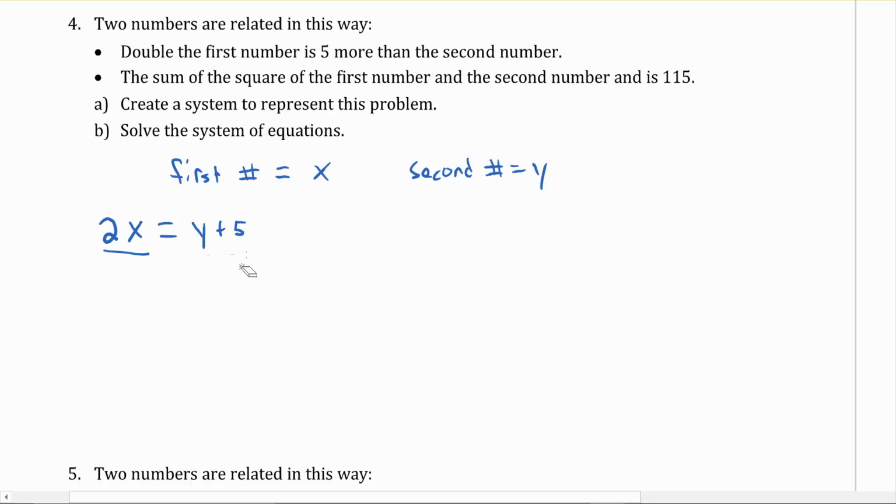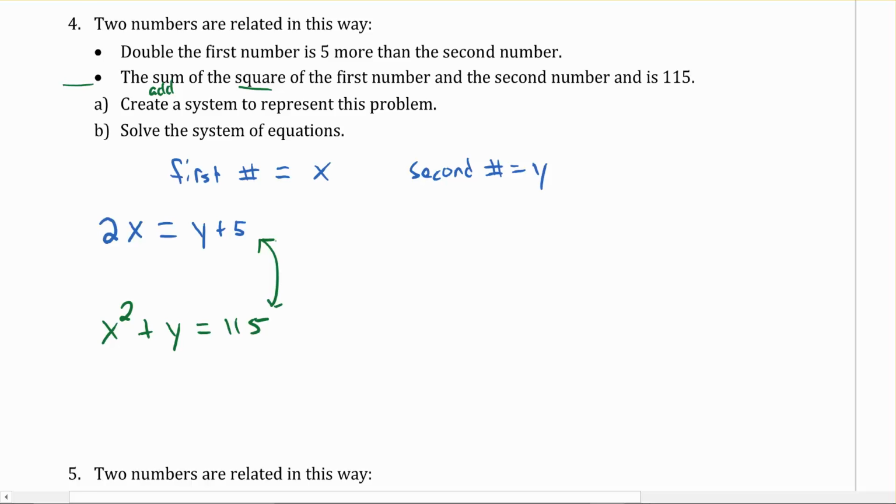The second one, so that's number 1. The second one we're going to use is the sum, so adding, right? Sum, adding, of the square of the first number. So I'm just even going to write this as we go. So square of the first number, and I'm adding it. So I'm going to go plus. So the sum of the square of the first number and the second number, so just plus the normal second number, is 115. So is equal to 115. So there are your two equations.